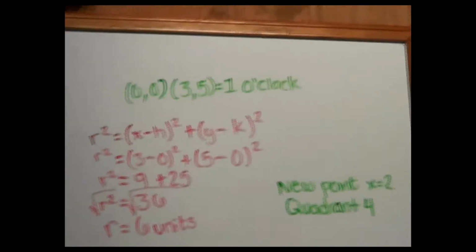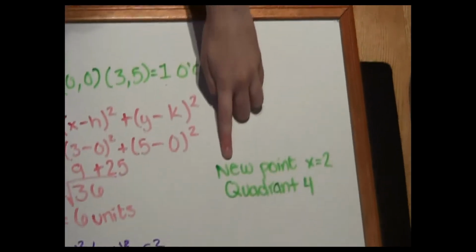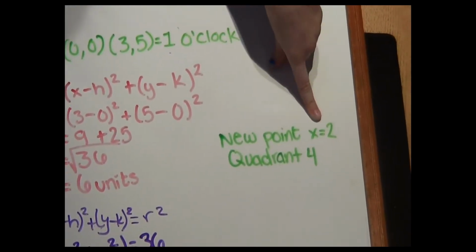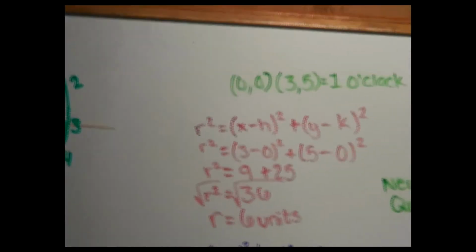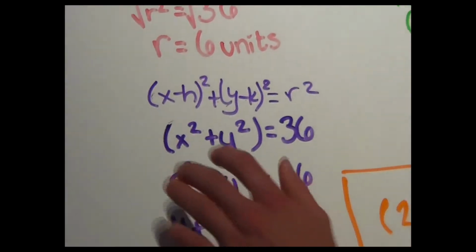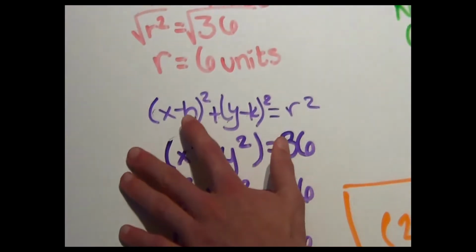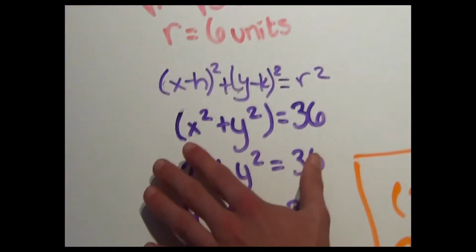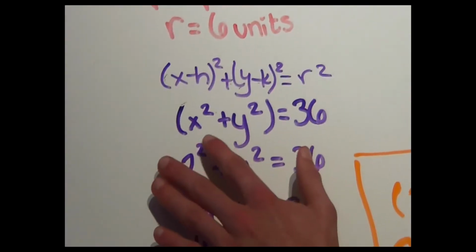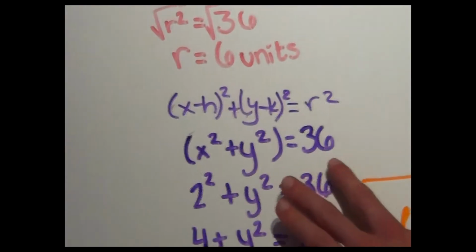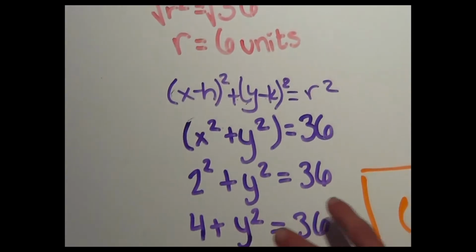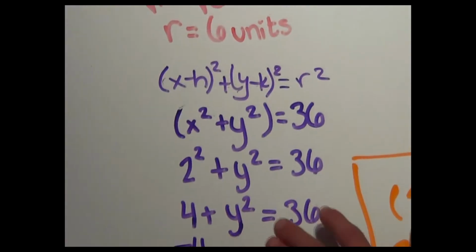Now, Steven's going to tell you how to find the new set of coordinates when the x equals 2 and it's in quadrant 4. Going back to the formula of a circle, we have x minus h squared plus y minus k squared equals r squared. And since h and k are both zeros, we simplify that to x squared plus y squared equals 36. And x equals 2, so 2 squared plus y squared equals 36. 4 plus y squared equals 36.